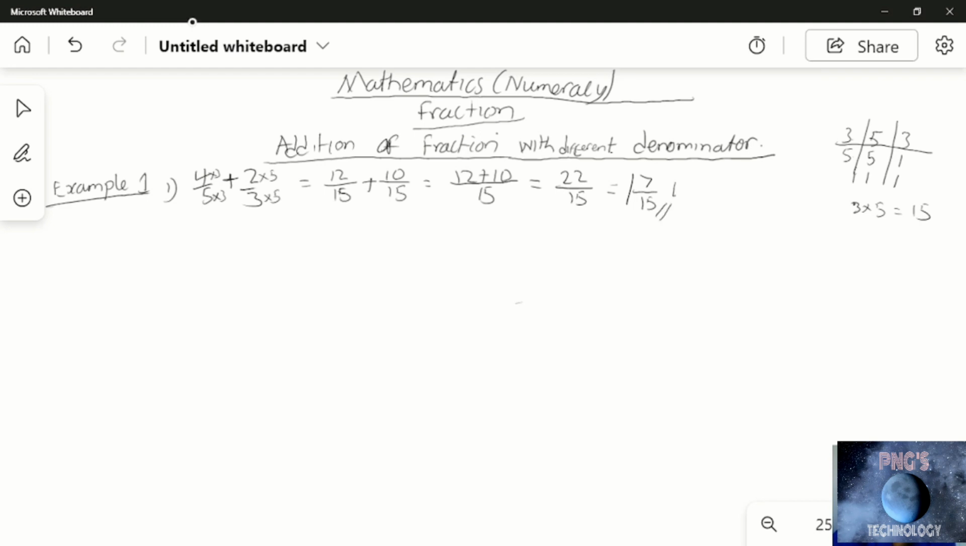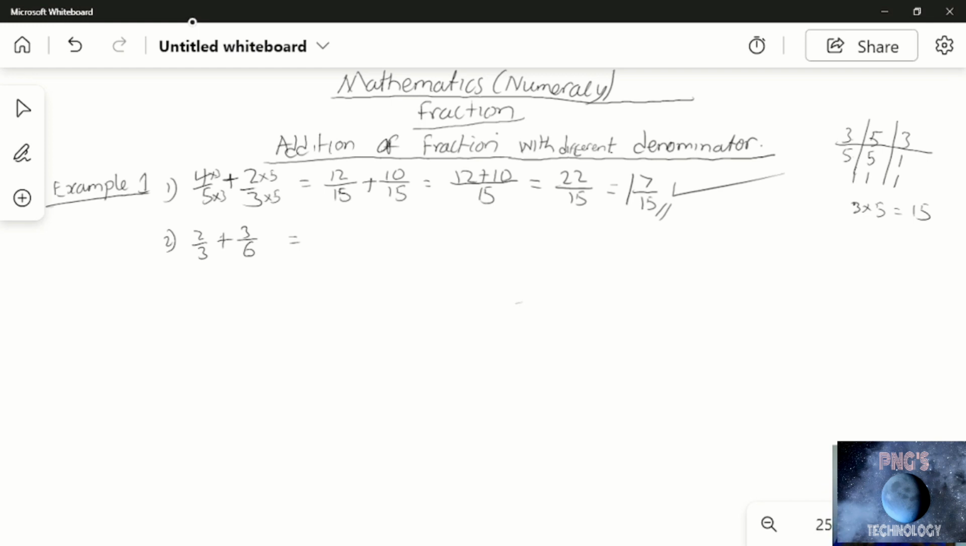And that's correct. So example 2, let's assume we're given 2 over 3 plus 3 over 6. So 3 and 6 are different numbers. They are not the same number, so we need to do the LCM of 3 and 6. But for me, according to my own intuition, I can say the LCM of 3 and 6 is 6.